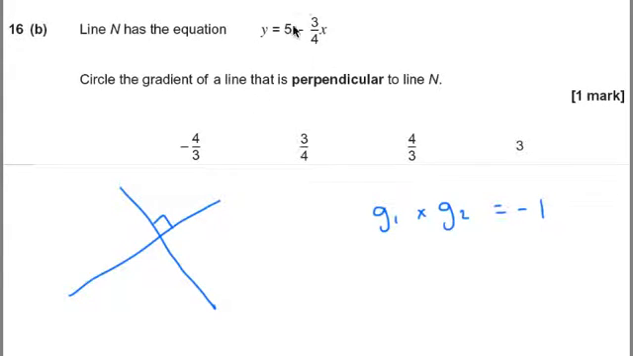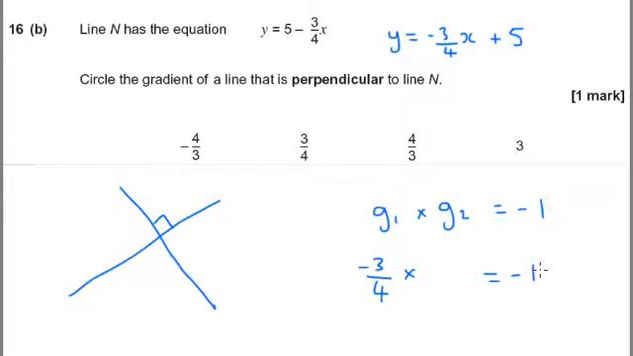So the gradient of our first equation, they've written it in a funny way, but if we change it back to the way we expect to see it, mx plus c, put the x first, the gradient of the equation that they've given us is negative 3/4. So that's my first gradient. And I need to times it by something to give me minus 1.